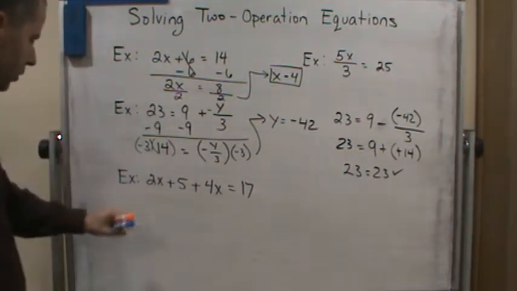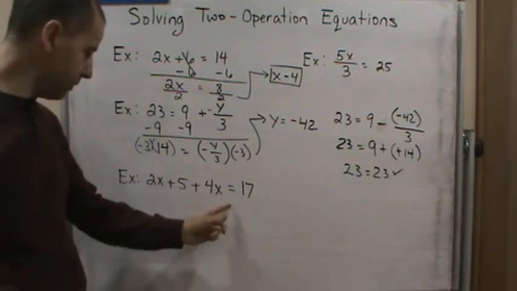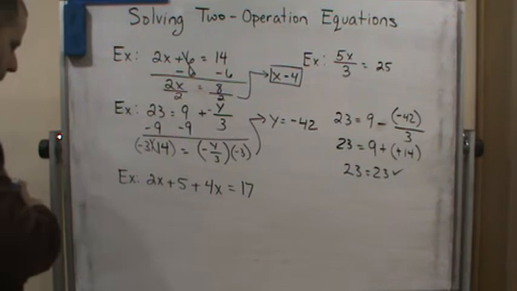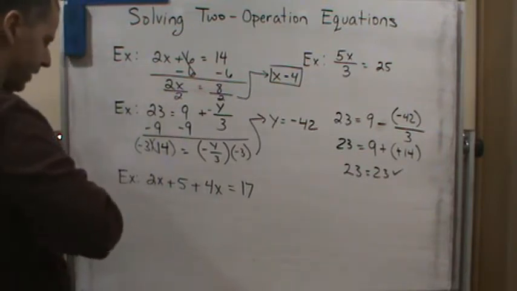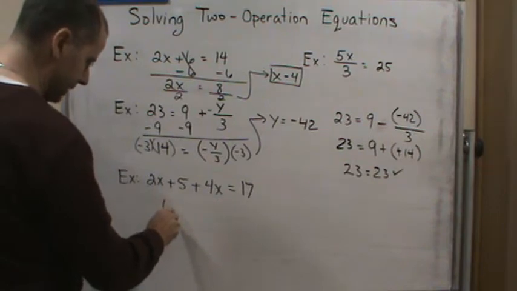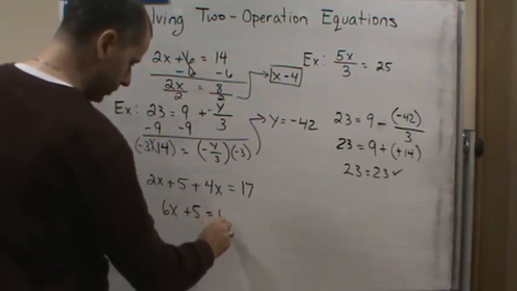Now here, look at this. I've got like terms here. So the first thing I would do is combine like terms first. Okay? So in this case here, I've got 2x plus 4x. So that's going to give me 6x plus 5 equals 17.